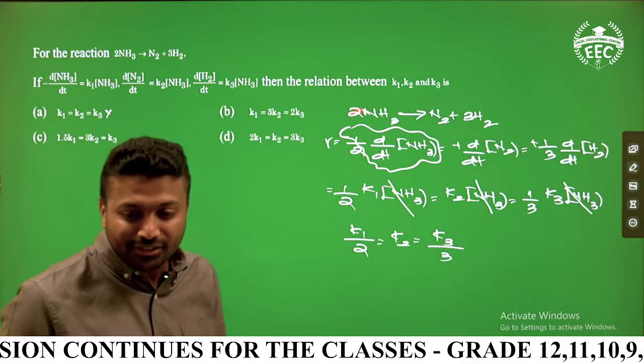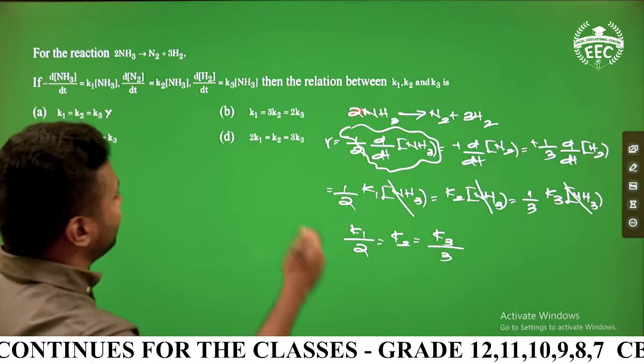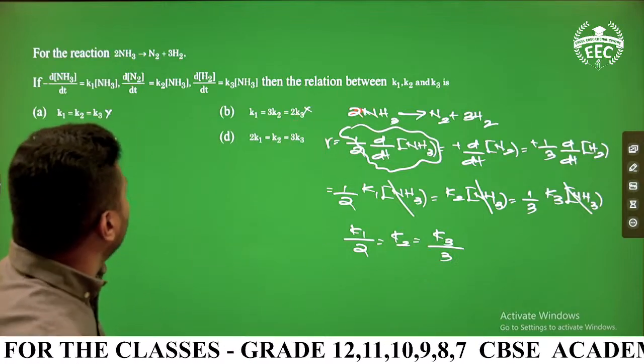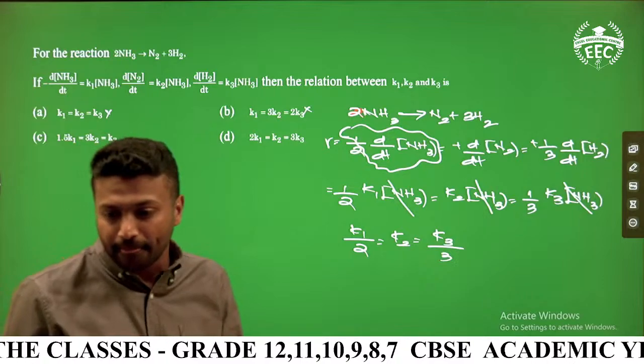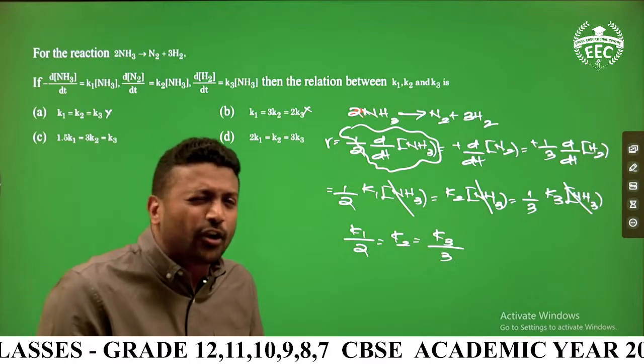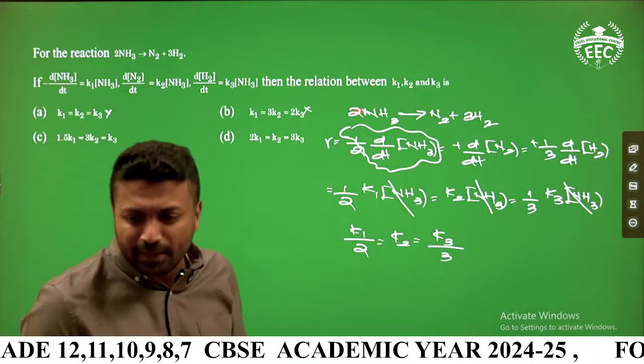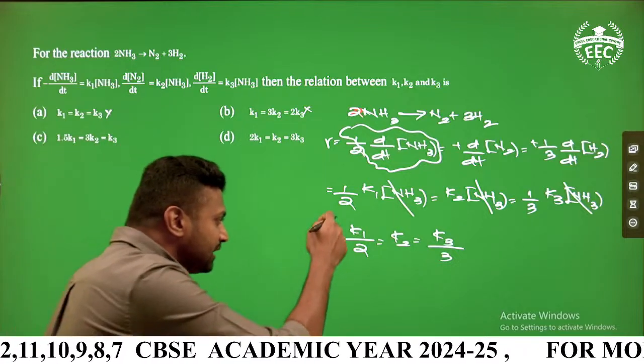Sure, it will be wrong. So I can cancel the second option. Now we have to go with either option C or option D. Let's multiply by 3, because when the overall reaction is multiplied by 3, you will get 3 by 2.